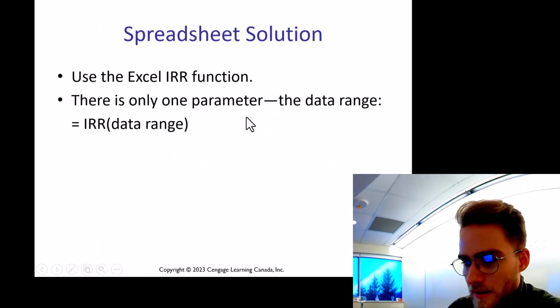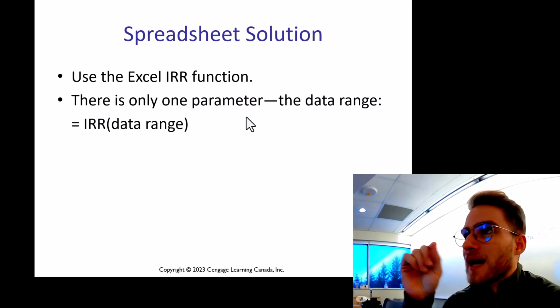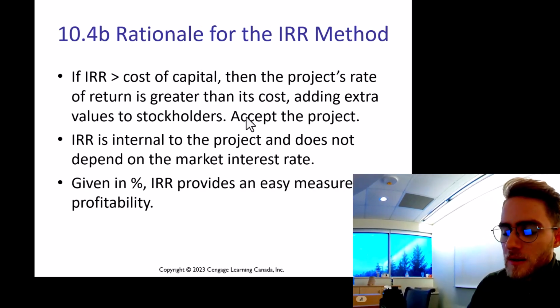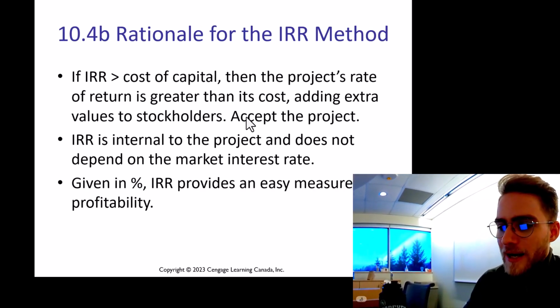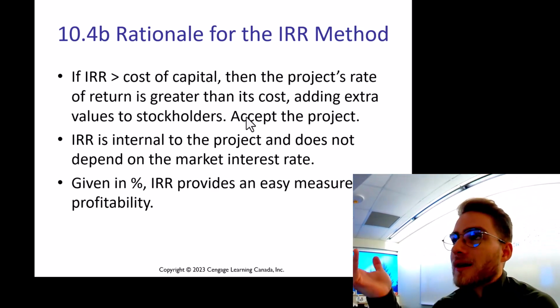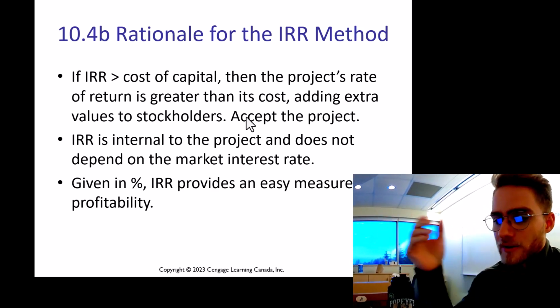Okay. And then that was the spreadsheet solution. You just go equals IRR, fill out the data range, and you're good to go. Okay, so rationale for the IRR method. So exactly as I just explained, if your IRR is higher than your cost of capital, you're going to have a positive net present value. You accept the project because your return is greater than your cost.